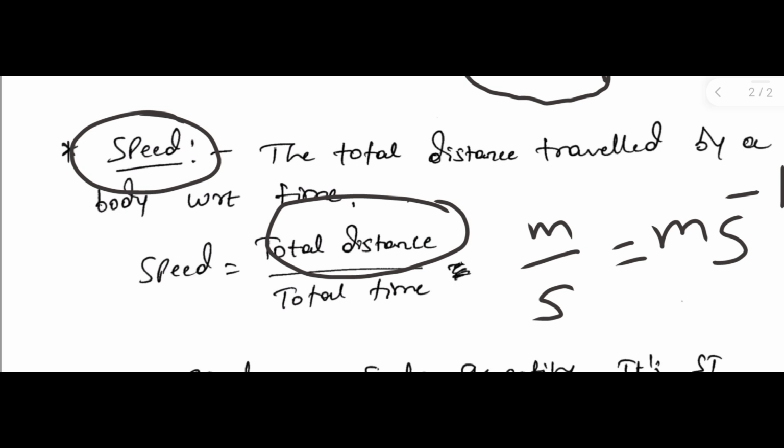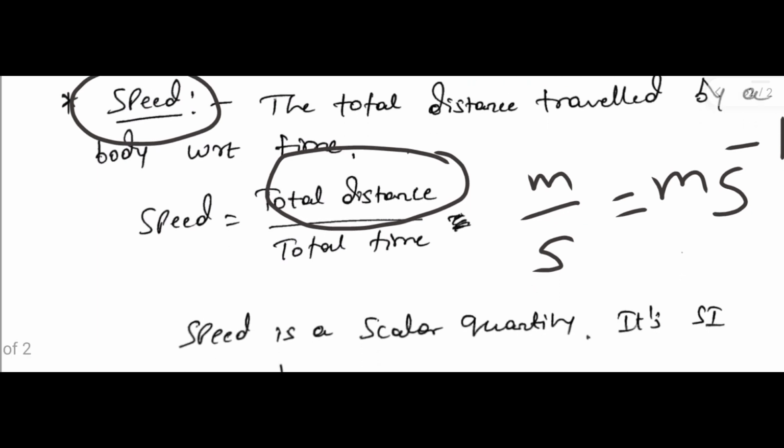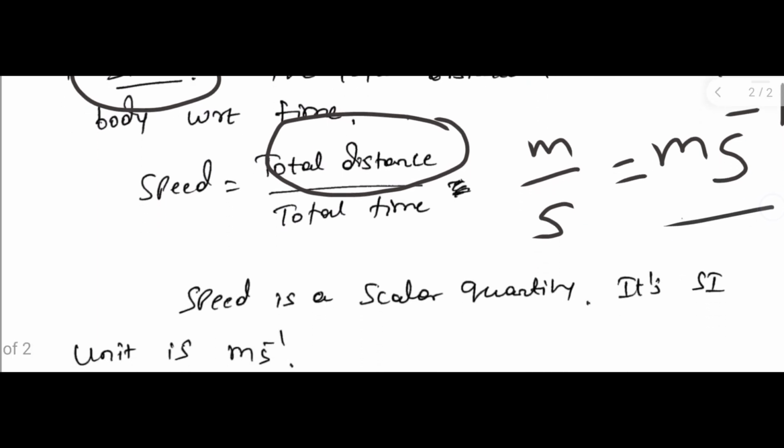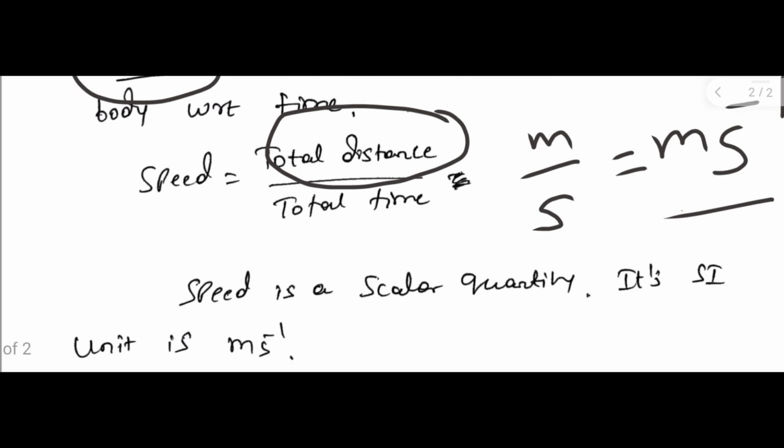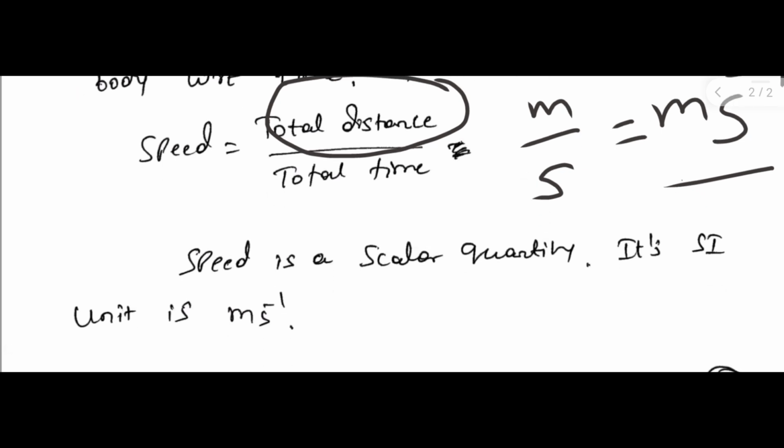Both have the same SI units. Speed as well as velocity, the unit is meter per second. Next, the speed is a scalar quantity. Why? Because it has only magnitude. There is no direction mentioned for the speed of a body. It is a scalar quantity.